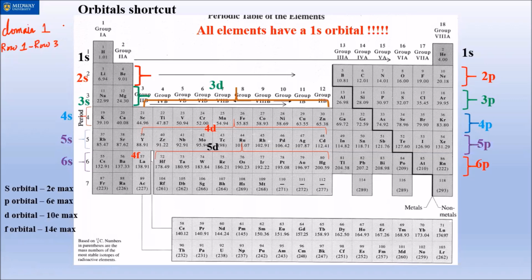Domain one primarily deals with elements in row 1 through row 3. So you have one set of rules that governs elements in domain 1, which are primarily in row 1 through 3. And then you have domain 2, which has a slightly different set of rules, I should say one set of rules that governs elements in row 4 and beyond.